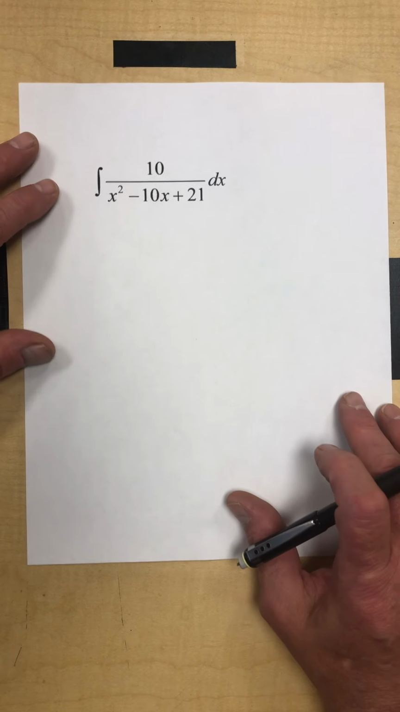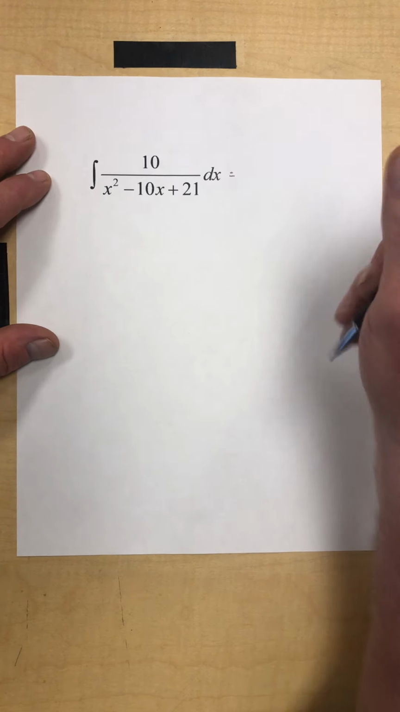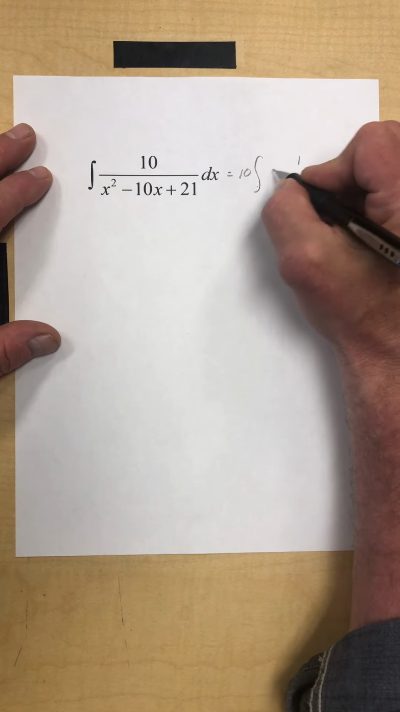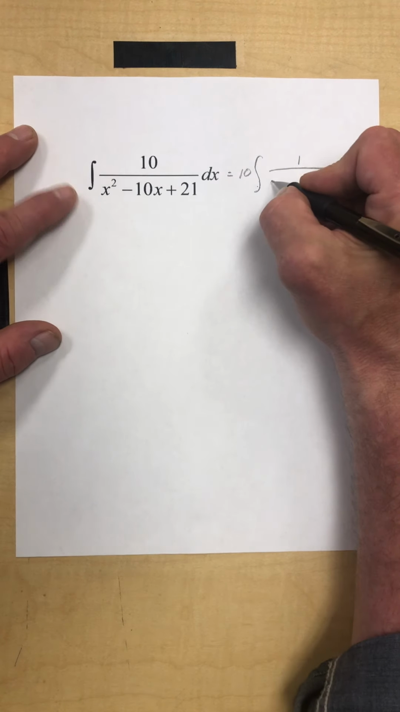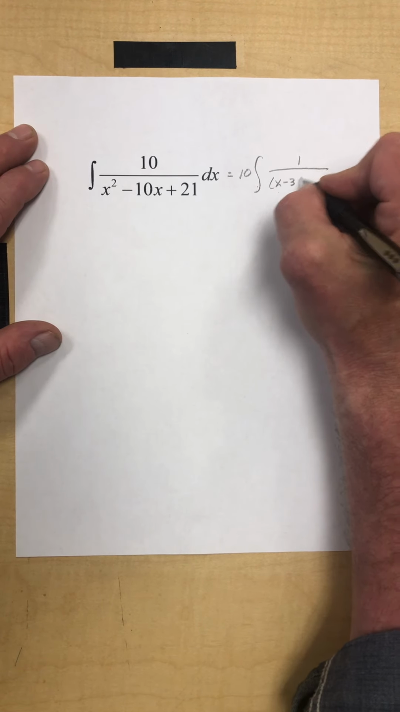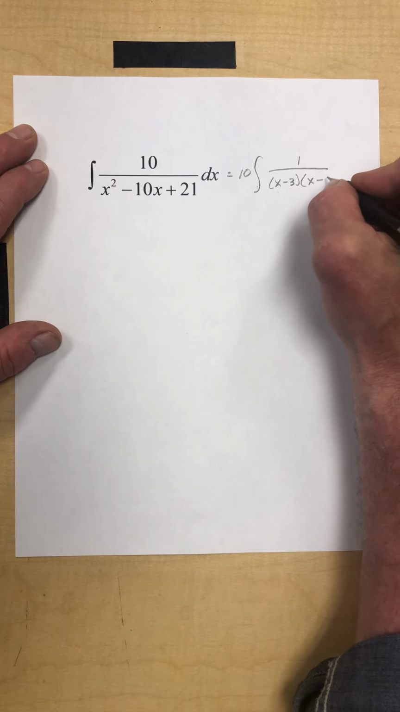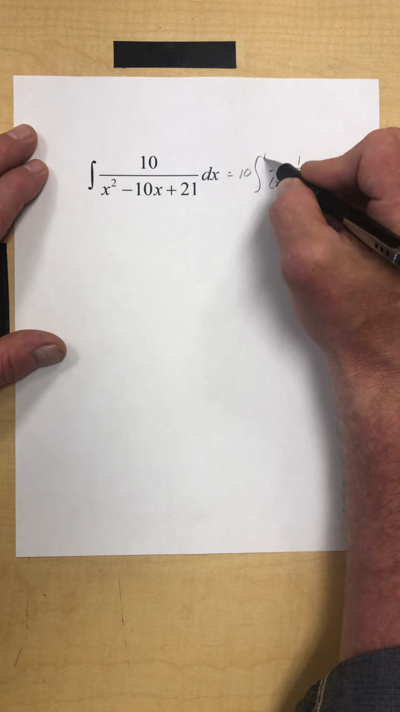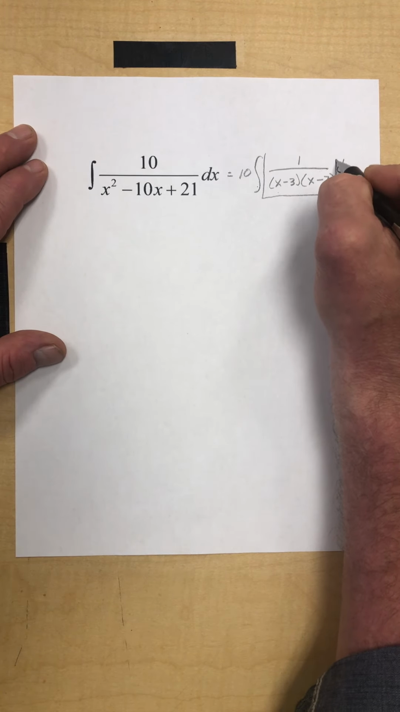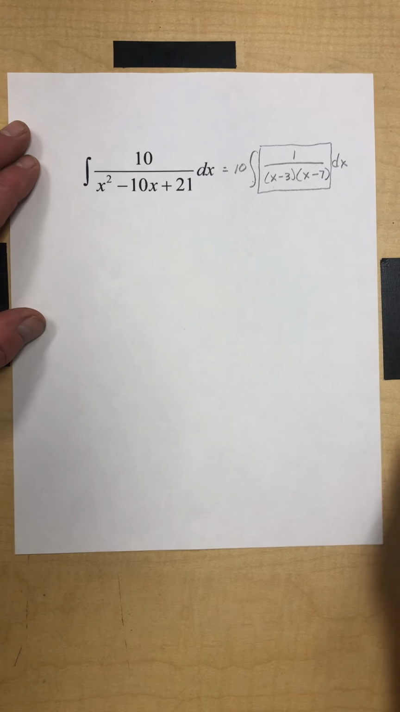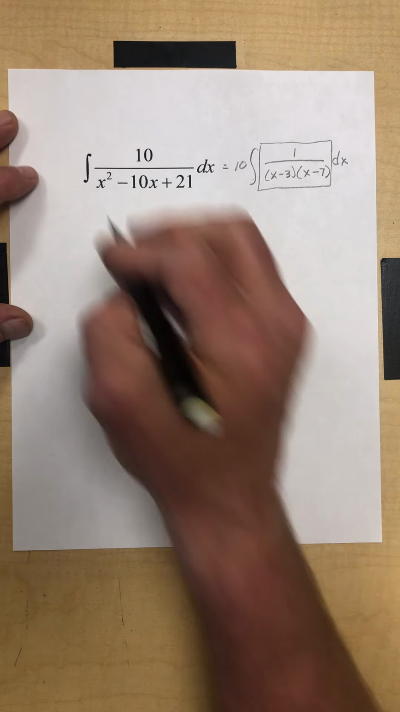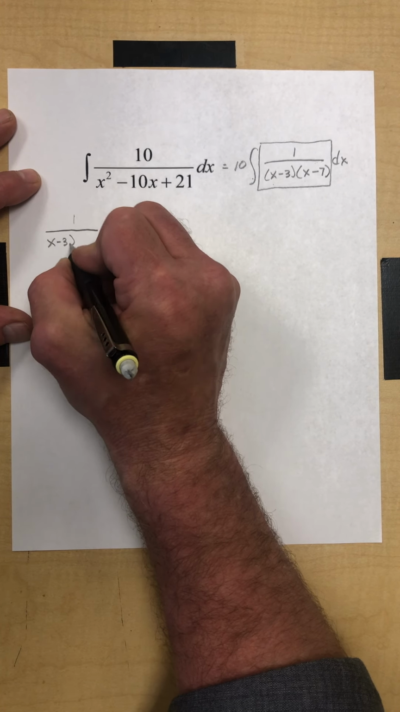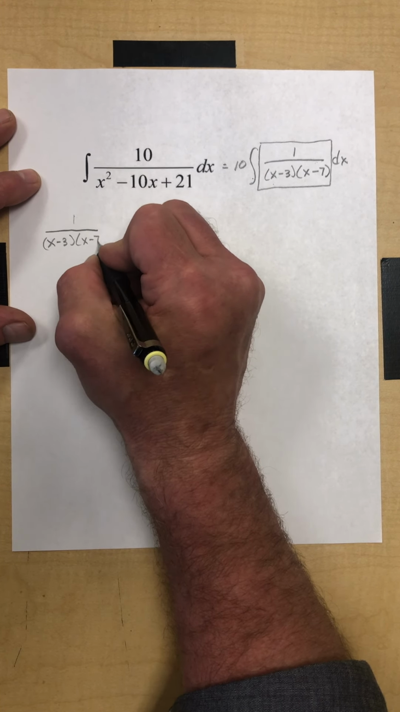Okay, very similar type problem. Okay, let's see. I'm going to pull that 10 out front. Okay, so I get 1 over... I've got to factor this guy, so it looks like I'm going to get x minus 3 and x minus 7 dx. Okay, so I have to work on decomposing this guy. Okay, all right, so that's what I have to do first.